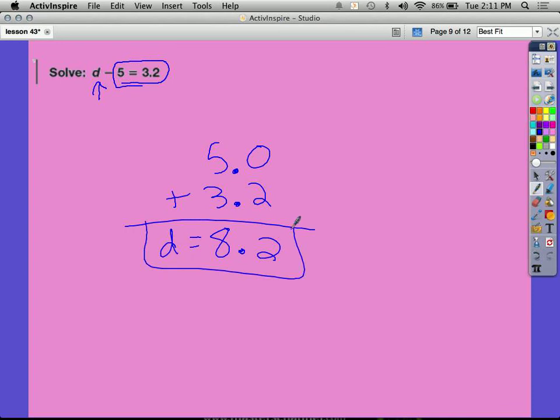Now, I can check my answer mentally. I can do it physically. Either way, I should see that it makes sense. If I did it mentally, 8 minus 5 is 3. 8 and 2/10 minus 5 is 3 2/10, makes sense. Okay, it works.